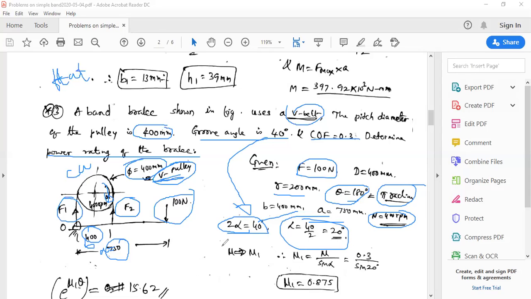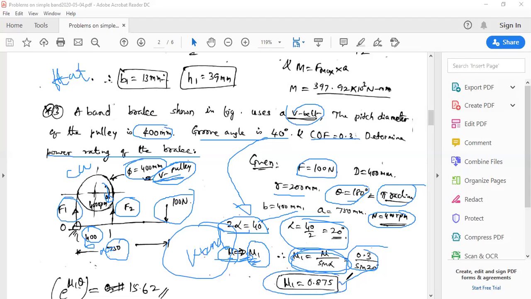Here the notation mu is to be replaced by mu1. Therefore mu1 is calculated as mu by sine alpha for a V belt, or for a V grooved pulley. So for this case, mu is replaced by mu1, so that mu1 is equal to mu by sine alpha, that is 0.3 divided by sine of 20 degrees. So this value is 0.875.